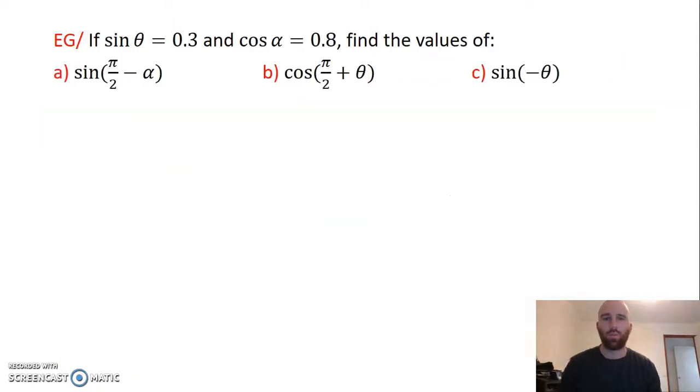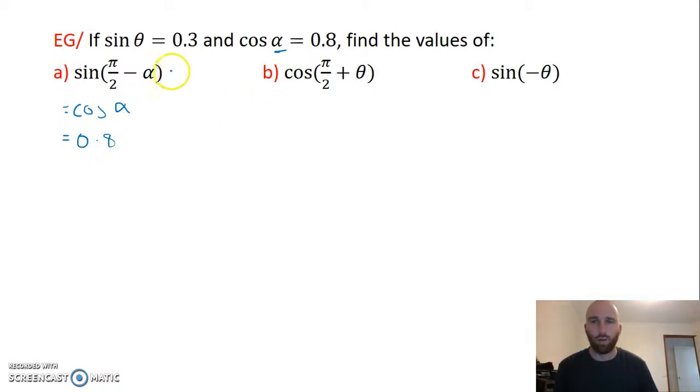What we've got is a few examples here, so let's try and work this out. If sine theta equals 0.3 and cos alpha, that little alpha symbol, equals 0.8, find the values of sine pi on 2 minus alpha. How we solve that is to remember that sine pi on 2 minus alpha is equal to cos of alpha. They represent the exact same value. And we know cos of alpha is 0.8, so that just equals 0.8.